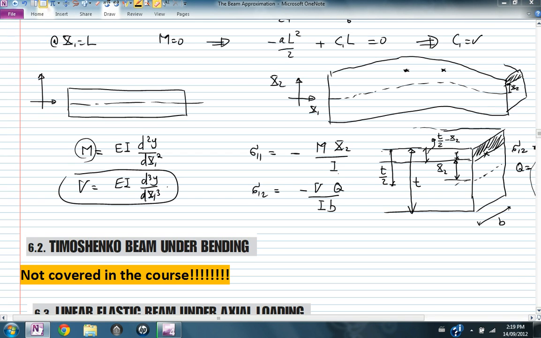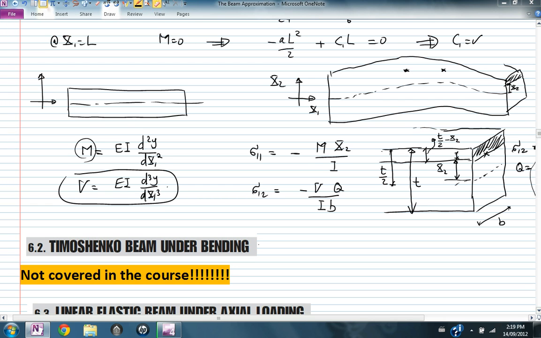So in the first part of the lectures on chapter 6, we discussed the derivation of the Euler Bernoulli beam, which is the beam model that's used in most of the applications of structural engineering.